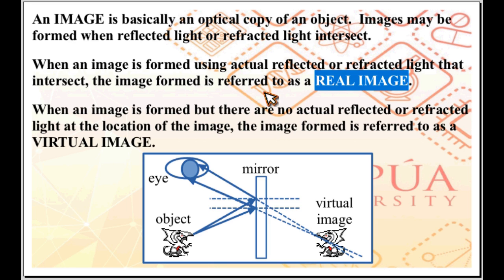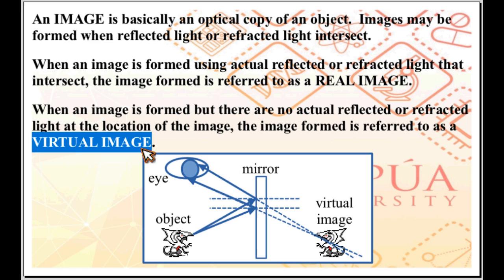On the other hand, when there is an image formed, but at the location of the image there is no reflected light or refracted light intersecting at that location, and yet at that location you still have image formation, the image thus formed in the absence of actual reflected light or actual refracted light intersecting at the location of the image is referred to as a virtual image.